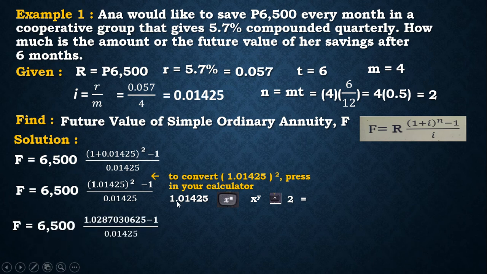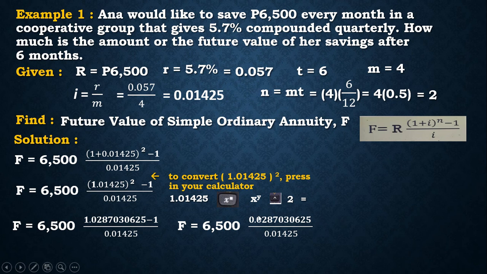Kapag na-press nyo na po ito, at na-convert po natin itong part na to, ito na po ang mangyayari. Kinonvert po natin ito by pressing these symbols and numbers, naging 1.0287030625. Again, may minus 1 pa rin doon, over 0.01425. Ang susunod na gagawin, isusubtract nyo po muna ito. Wala pong dapat galawin dito at dito sa part na to. By subtracting that, F is equal to 6,500. Sinubtract po natin ito, kaya naging 0.0287030625 divided by 0.01425.